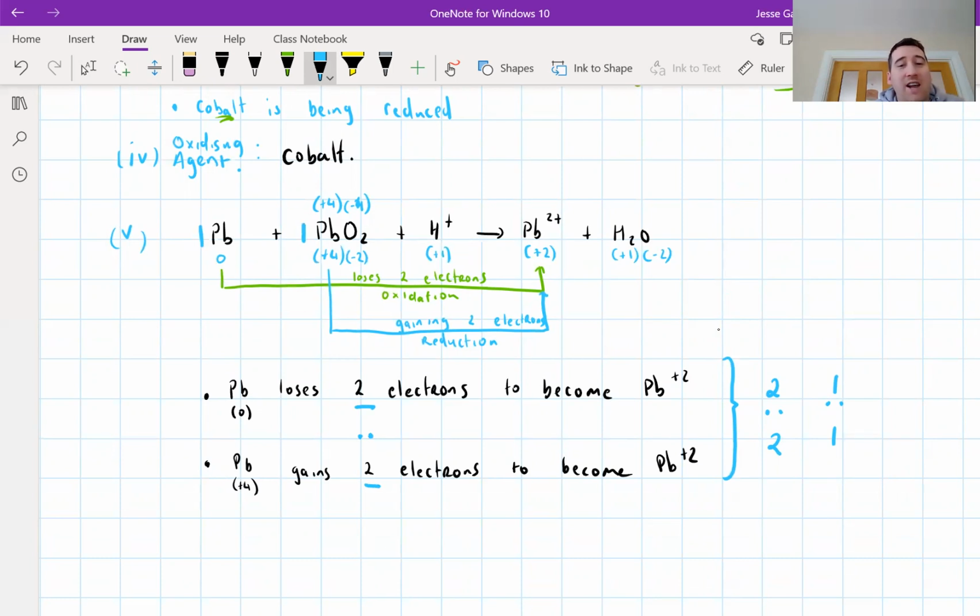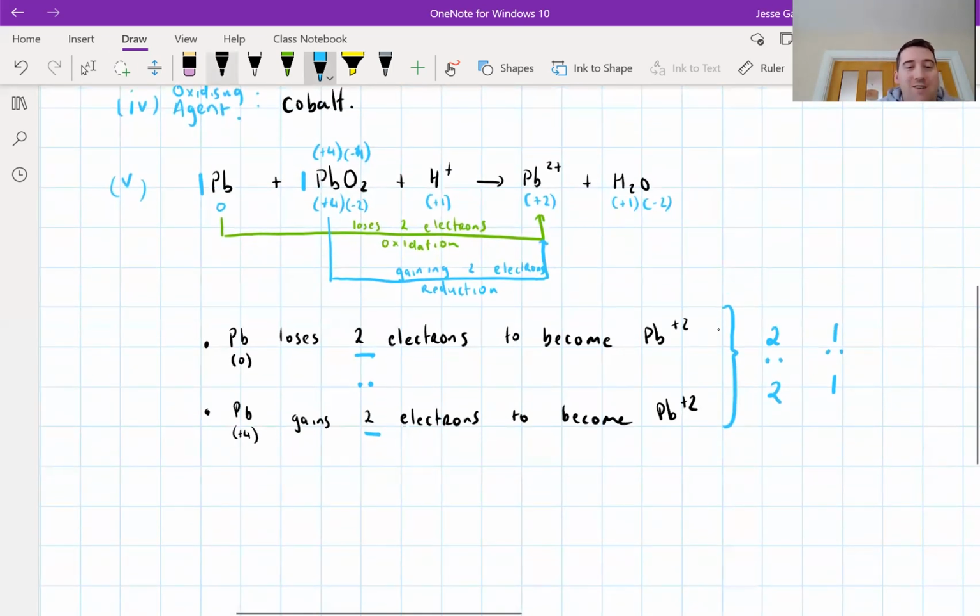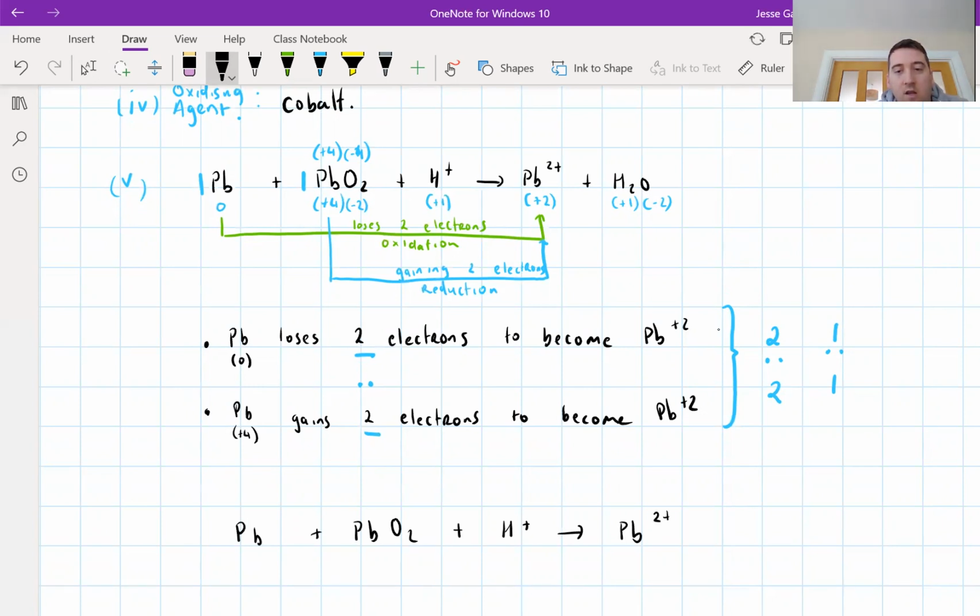Once we've got that, then it's just a matter of balancing out the rest of it by inspection. The electron transfer is balanced now, so that was nice and easy, and then you just balance the rest of it. I'm going to rewrite it down here so that it's less messy. I'm going to write Pb plus PbO2 plus H+ to give Pb2+ and H2O.